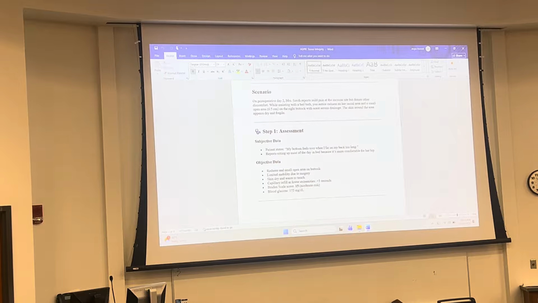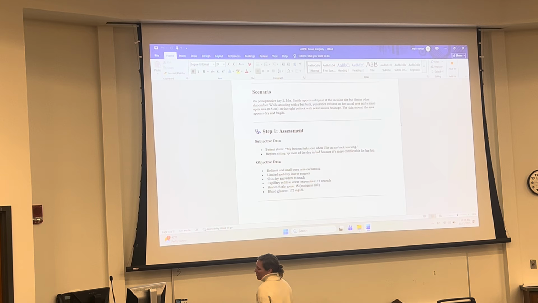Objective data, weakness in small open area on buttocks, limited mobility due to surgery, skin drawing and want to touch after refills in lower extremity. 3 seconds, Braden scale score is a 15, minor risk, glucose 172 milligrams. Alright.